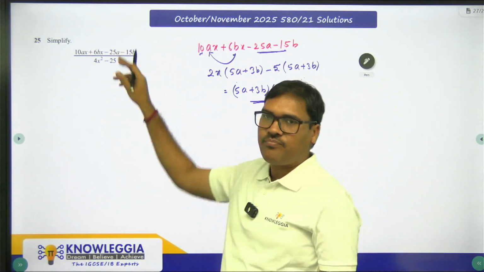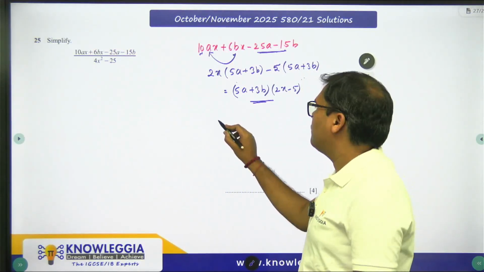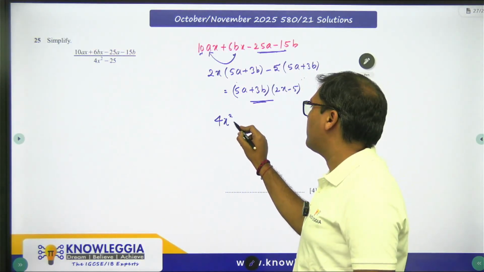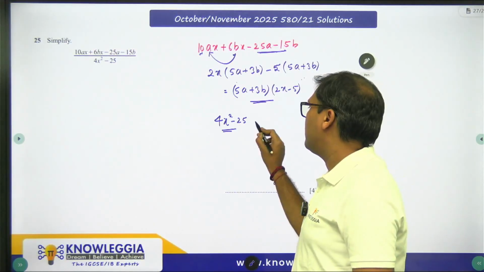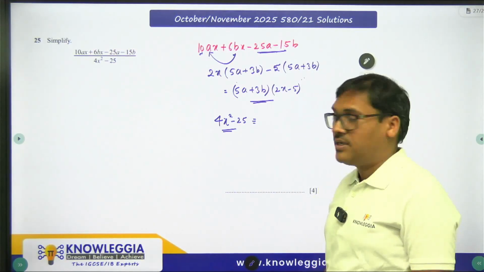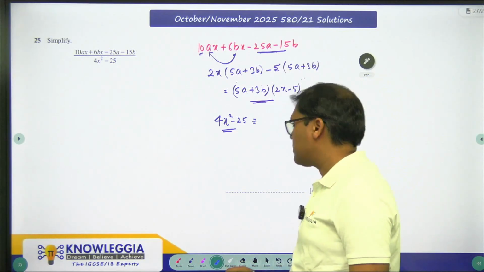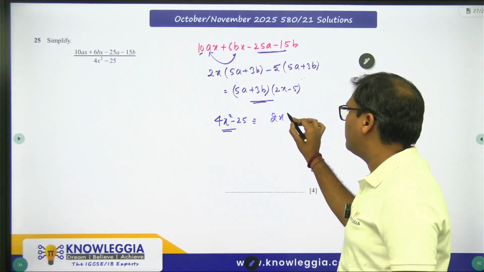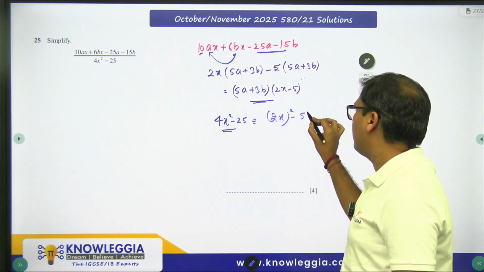This is the numerator, and the denominator, you can see, is 4x square minus 25. Now you can see this is a difference of perfect squares. This is 2x whole square minus 5 square.